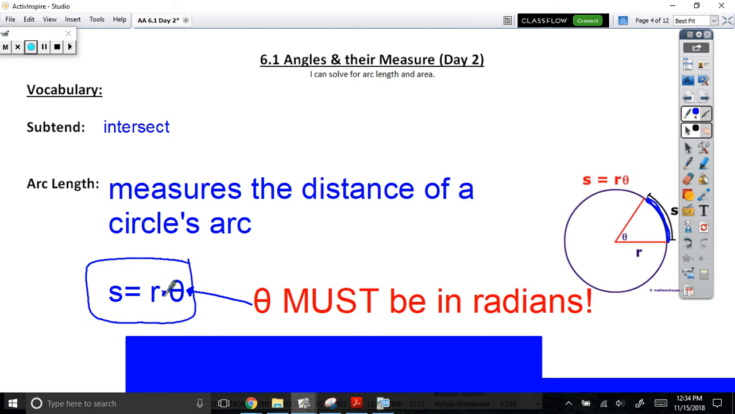If it's in degrees, which I feel like on your homework there may be one or two where it's in degrees, you'll just have to convert it to radians first. Or if you really want, you could use your formulas from geometry that are in degrees, but those won't be on your formula sheet.